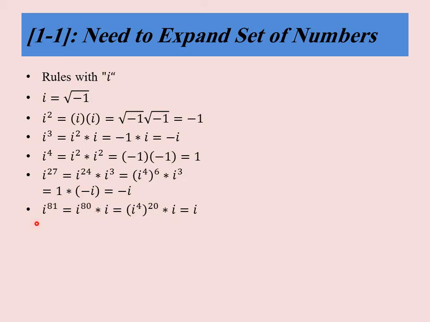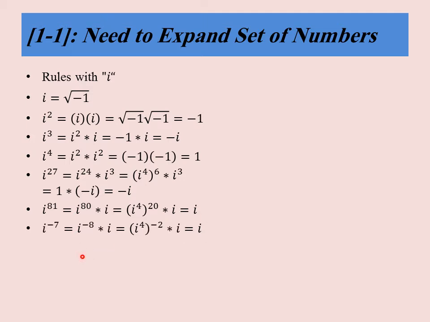Also, if we talk about i to the power 81, separate the power into 80 and 1. And we see that 80 is a multiple of 4, because 4 times 20 gives 80. So this is 1 raised to the power 20, which is 1 at all, multiplied by i, which was i to the power 1, and the result is just i.